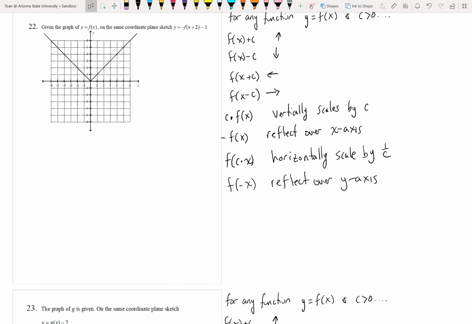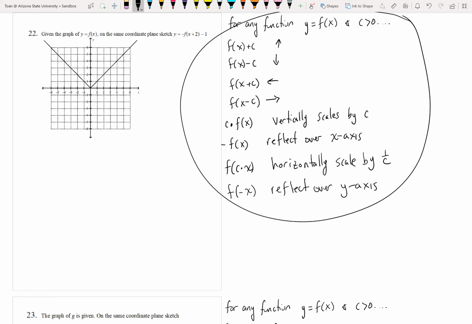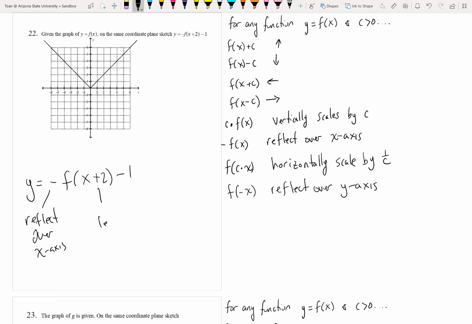Number 2 was a function transformation question, and unfortunately, there is no way around it. You have to know these function transformations. You have to know that adding to a function moves the graph up, subtracting from a function moves the graph down, adding directly to x moves the graph left, so on and so forth. So if I read what I'm asked to sketch, y equals negative f of x plus 2 minus 1, you just have to know all the transformations. Negative reflects over the x-axis. This is a left 2, and this is a down 1.